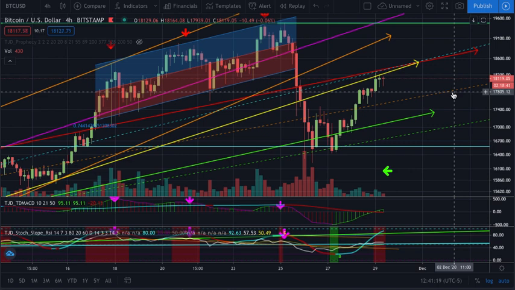There was a 2-to-1 risk reward ratio because the next key resistance was at $20,000 and we were at $16,000, but the next support was at $14,000 and we were at $16,000. So it was a 2-to-1 risk reward.